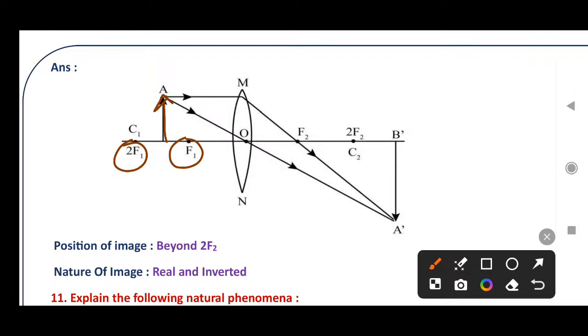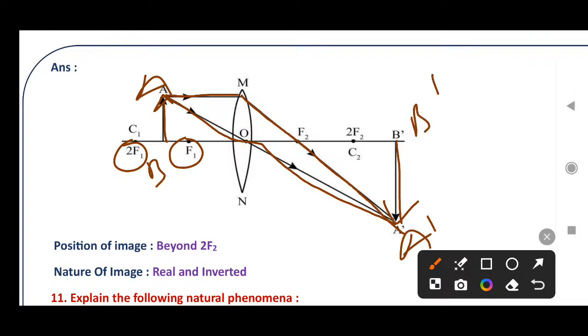One ray passes through the optic center, another ray is parallel to the principal axis. The ray parallel to the principal axis passes through the principal focus, and where both rays coincide, that is the image. And here the image is formed inverted, because here we have A, B and here we wrote A dash and B dash. That's why it is an inverted image, because all real images are inverted images.